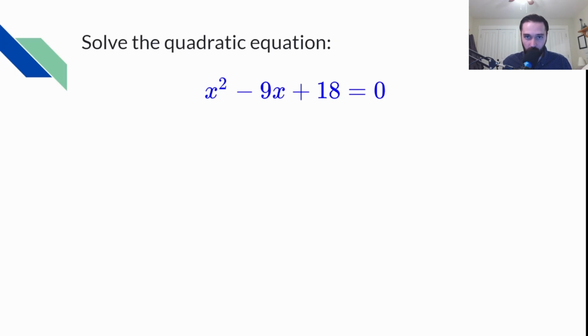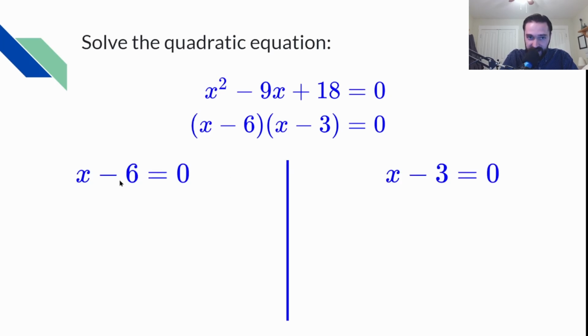Here we're asked to solve the quadratic equation x squared minus 9x plus 18 equals 0. So remember my advice. When the leading coefficient is 1, we should try factoring. We should see if this is factorable. And it turns out in this case that it is factorable. This factors as x minus 6 times x minus 3. So by the zero product property, that means that x minus 6 equals 0 or x minus 3 equals 0.